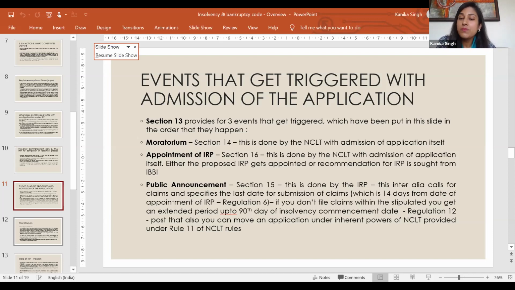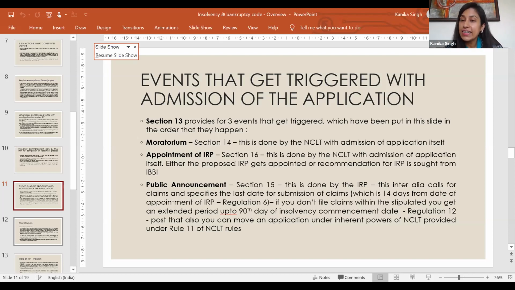This is a public announcement by which the IRP will call for claims and specify the last date for submission of claims. And here it is important, because this will have a bearing for a lot of you who might be looking at this process from the point of view of somebody who has a claim against the corporate debtor. If you have a claim against the corporate debtor, you get a 14-day period in the public announcement to submit your claims with the IRP. This is in terms of Regulation 6 of the IBBI regulations for insolvency of corporate persons.